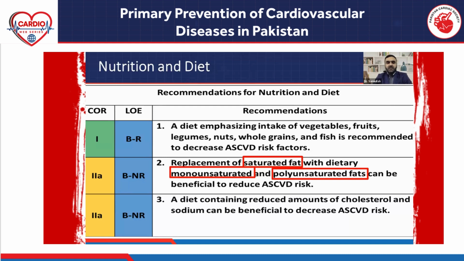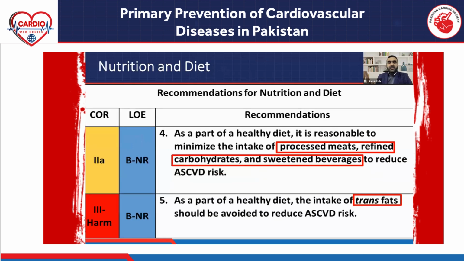Saturated means all the carbons are saturated with hydrogen, and unsaturated means not all the carbons are saturated with hydrogen. So replacement of saturated fat with unsaturated fat is beneficial to reduce the ASCVD risk. And a diet containing reduced amounts of cholesterol and sodium can be beneficial to decrease the ASCVD risk.